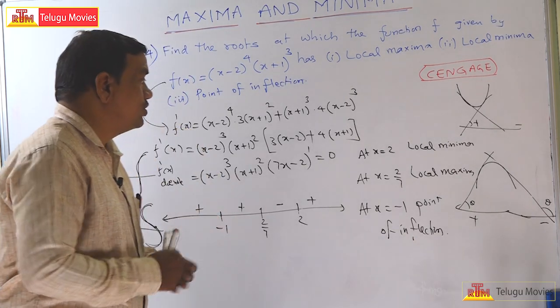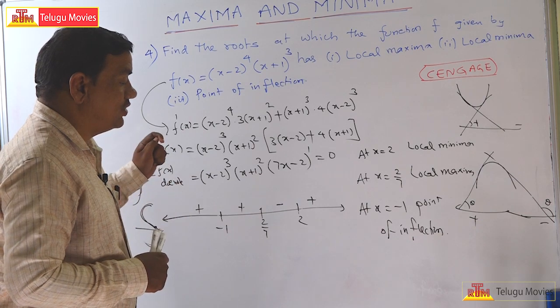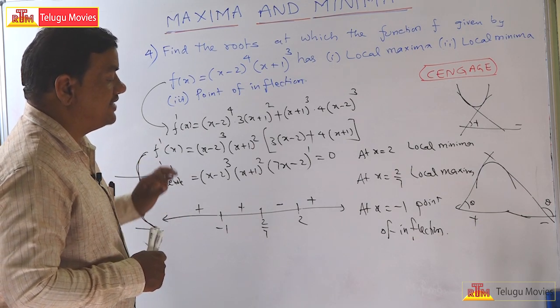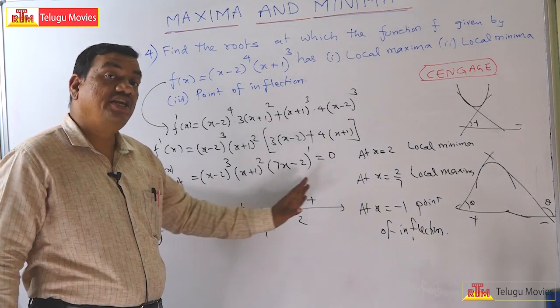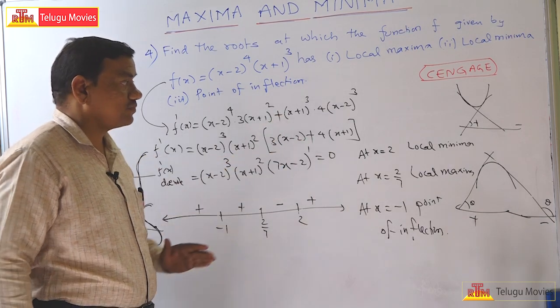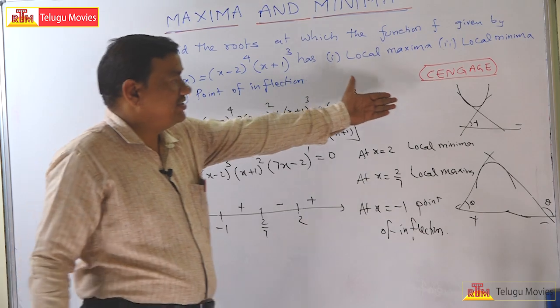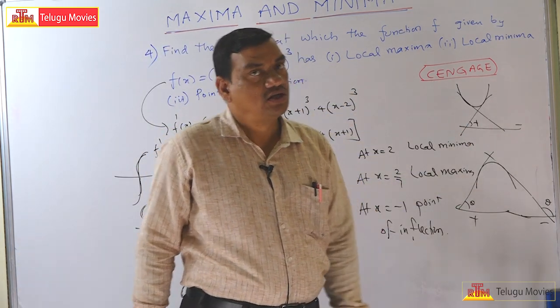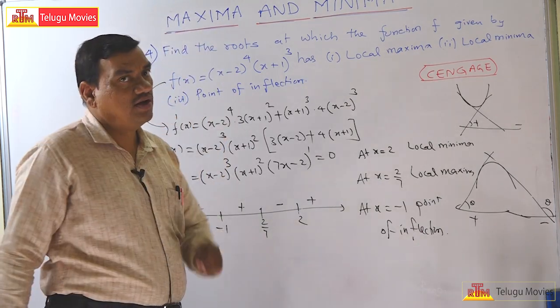Okay? Right. So at x is equal to 2, it will have local minima. At x is equal to 2 by 7, it has local maxima. At x is equal to minus 1 is the point of inflection, by just seeing the sign scheme. So if it is minus to plus, that is a minima, plus to minus, maxima, by seeing the tangents here. Okay? So I hope that you understand this concept, and let us go for the next problem.